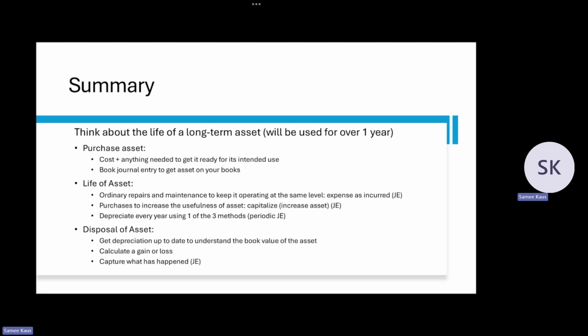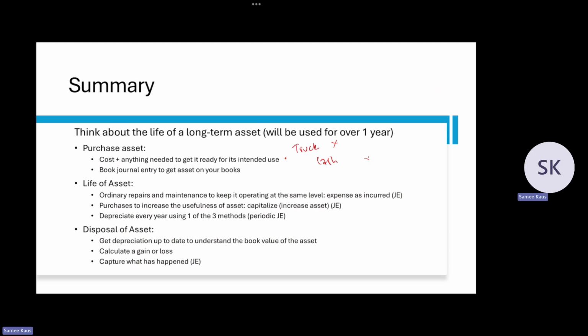Okay. So in summary, when we're going through these different processes, ask yourself, what is the life cycle of an asset? What do I got going on here? Well, it's long term. I'm going to use it for over a year. So I kind of have 3 big things that I know are going to happen regardless. I'm going to purchase the asset and I'm going to get it on my books, right, at the cost plus anything needed to get it ready for its intended use. So I have my truck and my cash going out the door.